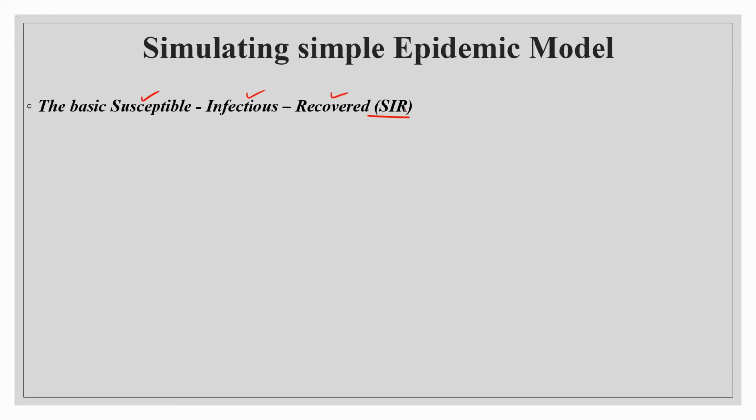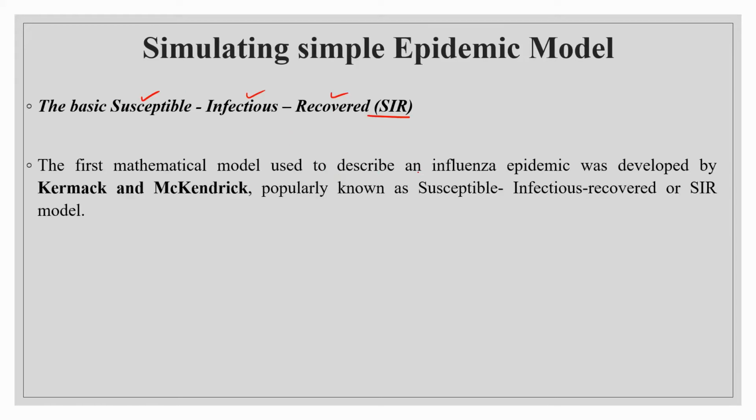The first model for the influenza epidemic was given by Kermack and McKendrick, and it is popularly known as the susceptible, infectious and recovered model. What are susceptible? A population who can get the disease is called susceptible. What are infectious? Those who are infected are called infectious. And what is recovered? The persons who have recovered from the disease are called the recovered class.